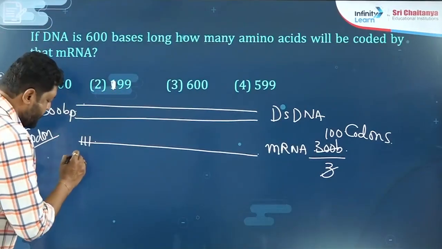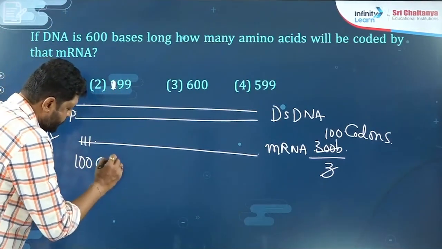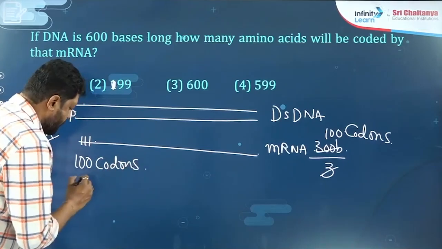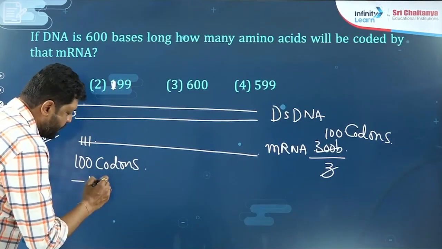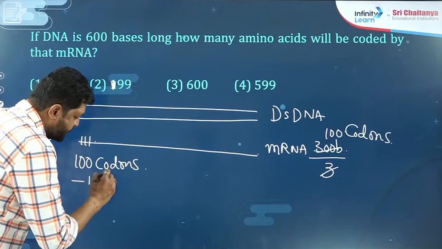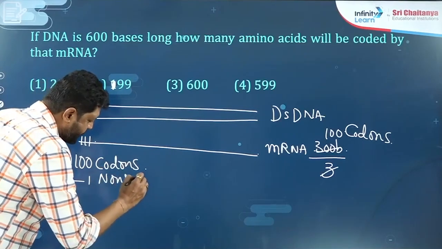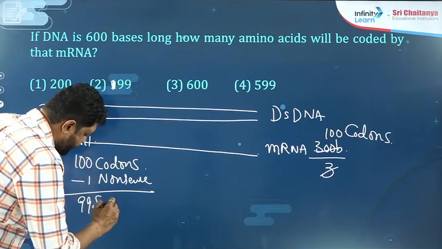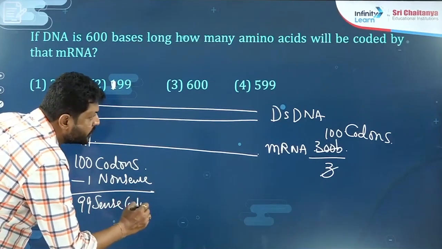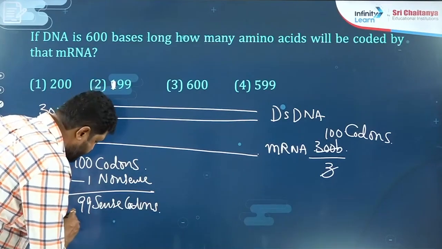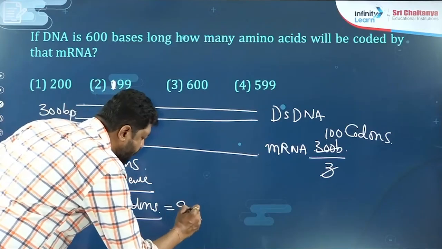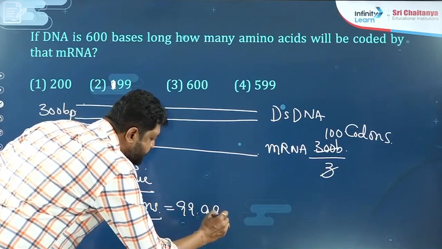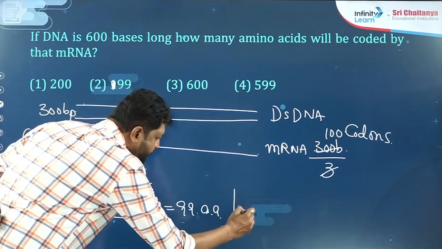Out of the 100 codons, minus 1 codon. What is that codon? Nonsense codon. So 99 sense codons. 99 sense codons code for a 99 amino acid length polypeptide.